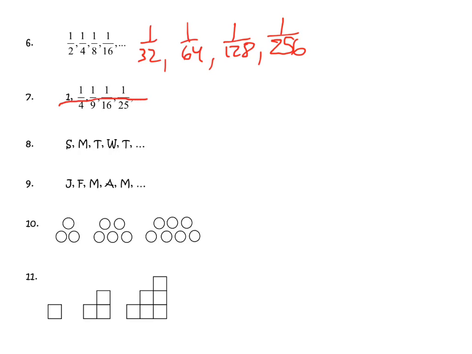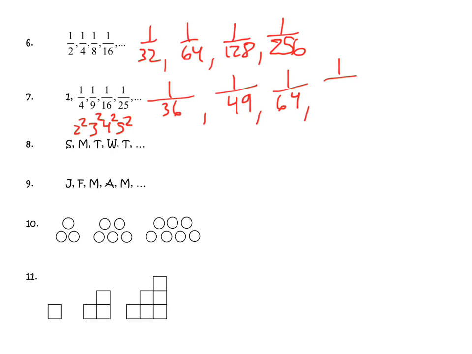On this next one, this one might throw you off a little bit, but these numbers are the same thing as 2 squared, 3 squared, 4 squared, 5 squared. So if you want to get the next one, it's 1 over 6 squared, which is 36. The next one's 1 over 7 squared, or 1 over 7 times 7, which is going to be 49. And the next one's 1 over 8 squared, or 1 over 8 times 8, which is 64. The next one's going to be 1 over 9 squared, or 9 times 9, which is 81.